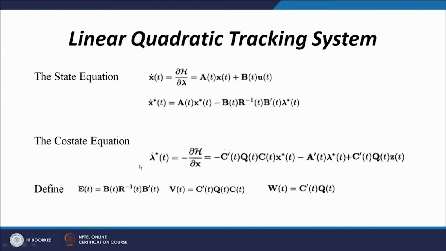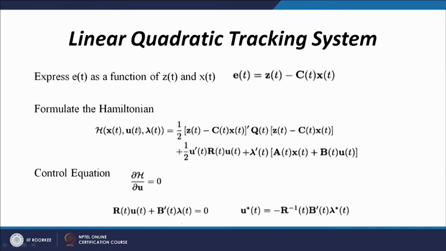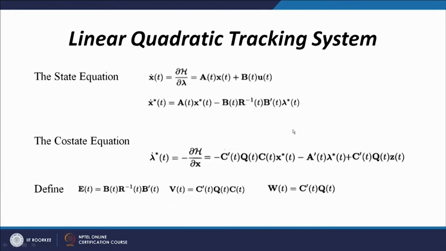Next we will write the co-state equation, which is lambda dot t as minus del H by del x, meaning I am differentiating this H with respect to x with negative sign. Where the x is involved, Z t is independent. So, my x is involved with the C t x t and here C t x t. So, this will give me the square term. So, what I am getting is C prime q c x t and A prime lambda t plus C prime q z.